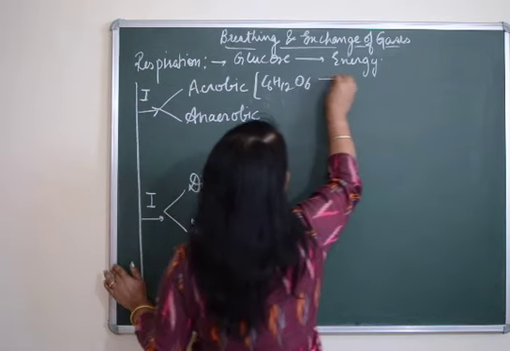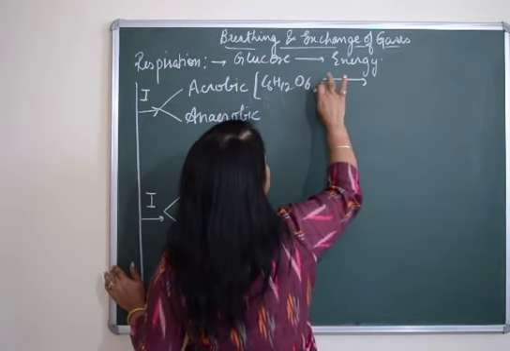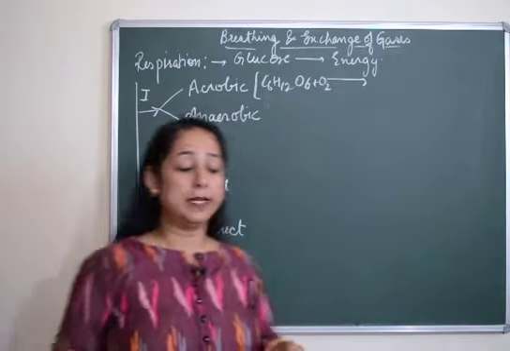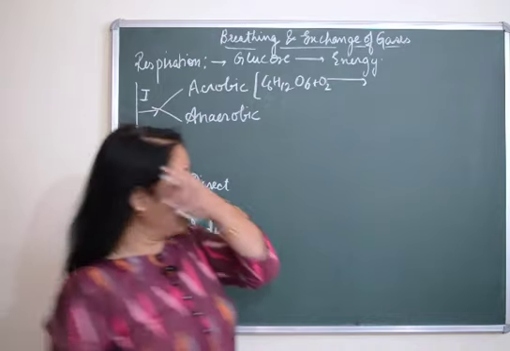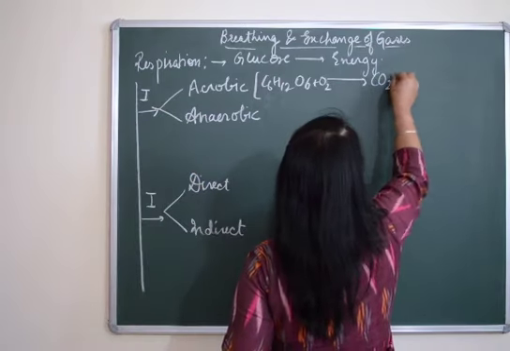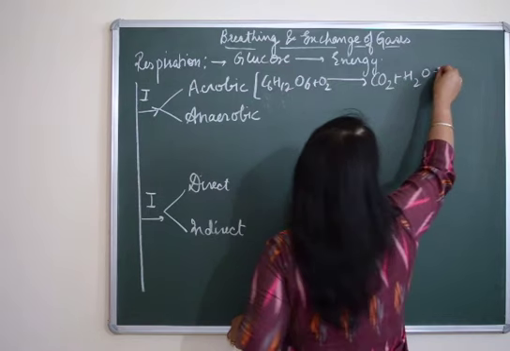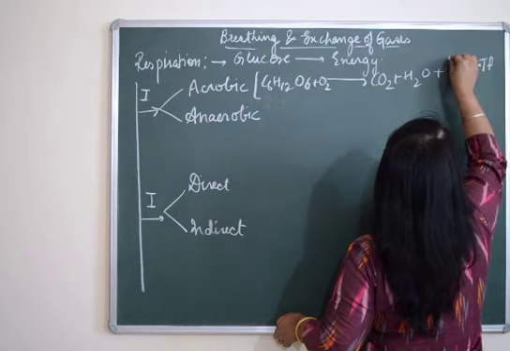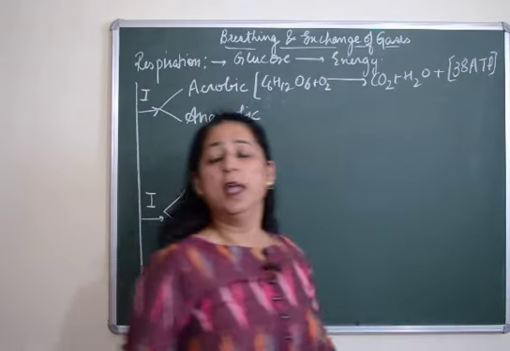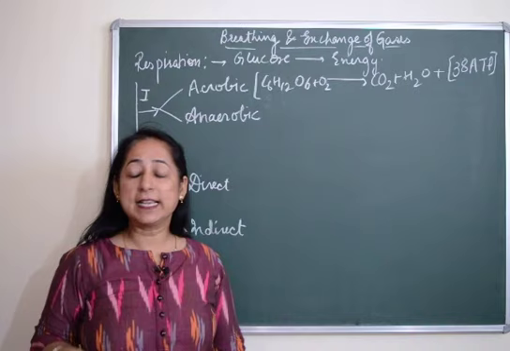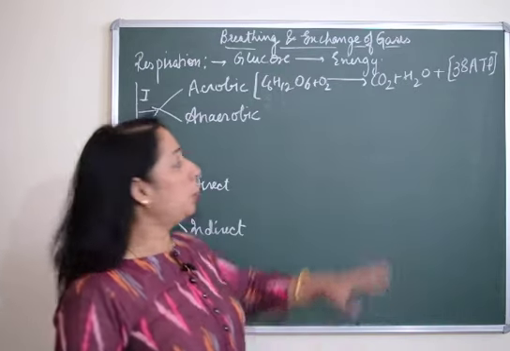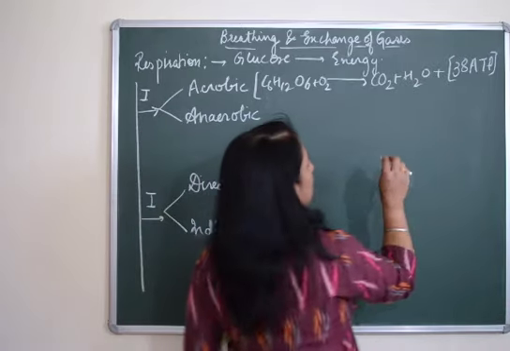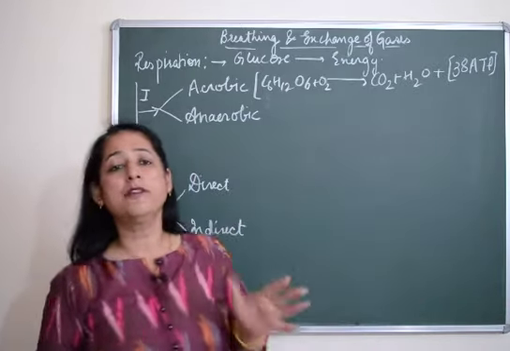So what do we have here? C6H12O6, that is the glucose molecule. In the presence of oxygen, it is broken down into carbon dioxide, water, and energy. How much energy? It is 38 ATP molecules. Out of these 38 ATP molecules, only 36 ATP molecules are used. 2 ATP molecules will be used in the steps which I'll be briefing you here. So let's see what happens during the process of respiration.